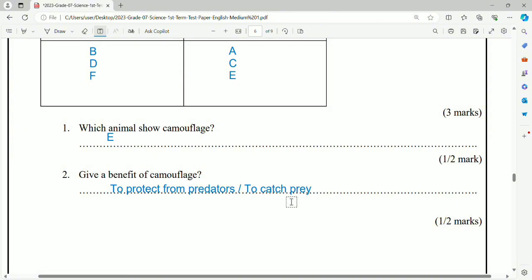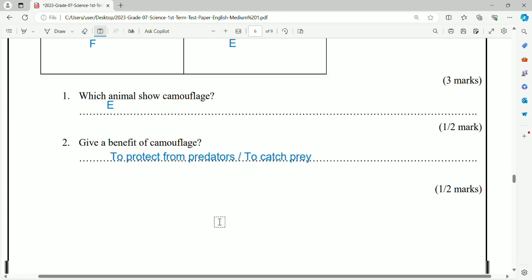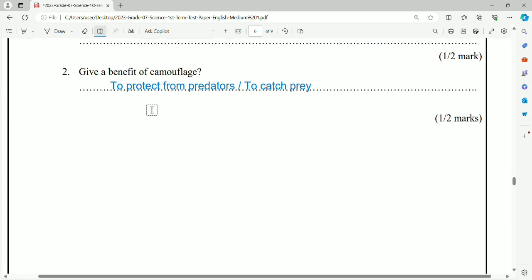So in order to catch prey, camouflage helps. Likewise, in order to protect from predators, camouflage helps. Predators are animals that catch other animals, which are the prey. For example, a rabbit is eaten by a leopard. Leopard is a predator. Rabbit is prey.